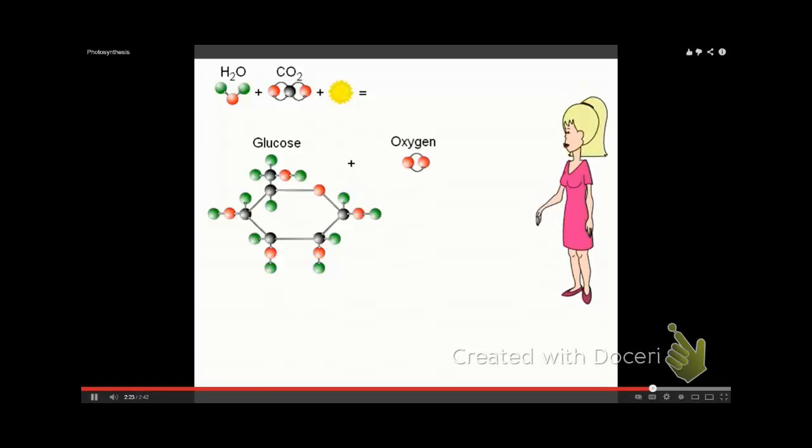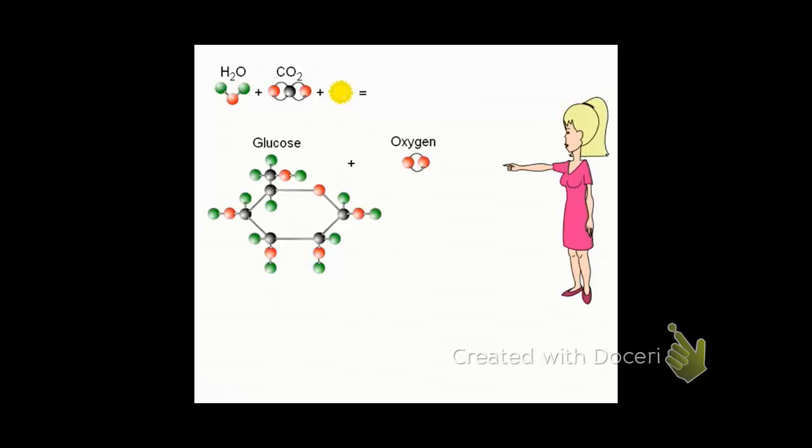Oxygen is a byproduct of this reaction and is released back into the air. And that is how most plants prepare food for themselves.